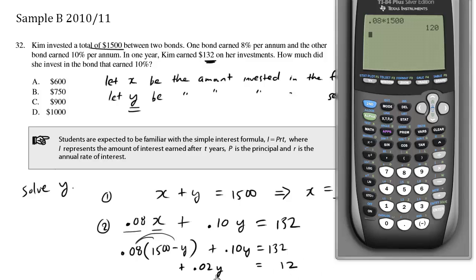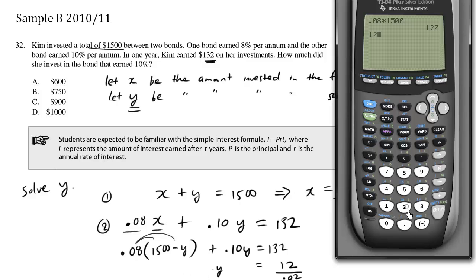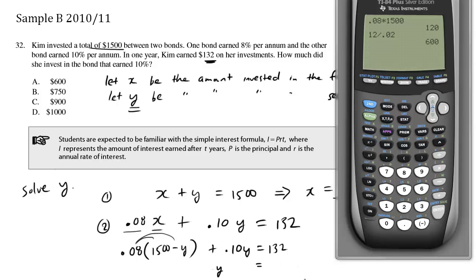I'm going to divide both sides by 0.02, divided by 0.02, and then I can solve for Y. So we have 12 divided by 0.02 equals 600. So here we have Y equals 600. So the correct answer is A.